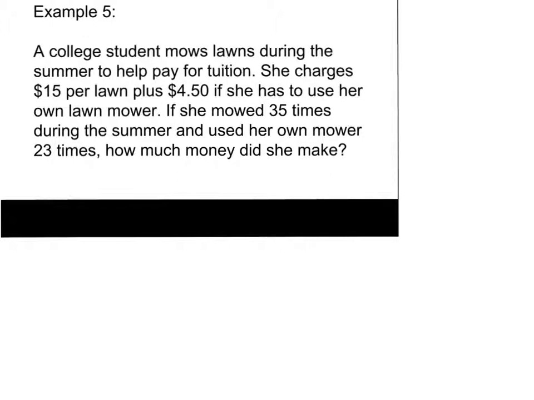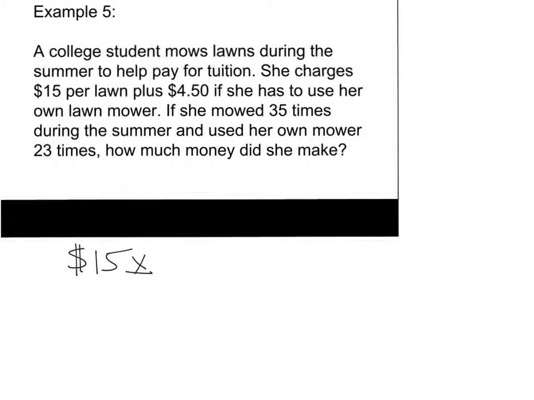All right, so let's start up with our basic problem. So we know that she charges $15 per lawn. Per lawn means that there's going to be multiplication there. If it's one lawn, multiply by 1. 2 lawns, multiply by 2. 3 lawns, etc. So we're going to need a variable there.